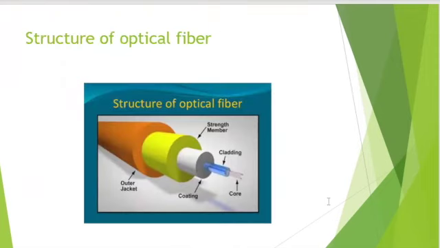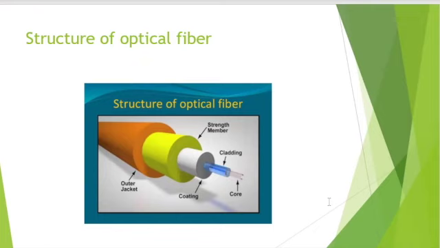From this picture, we can see a fiber cable. This is the real structure of the fiber cable. It has an inner core where the data is being transferred in the form of light. It has the cladding, which has a smaller index of refraction, which prevents the light from leaving the core. And then we have the strength member and outer jacket. They all protect the cable.